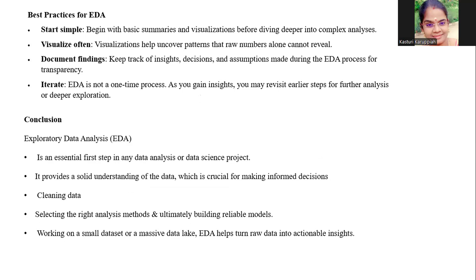And then, document findings. Keep track of the insights, the decisions, and the assumptions made during the EDA process for transparency. We'll be getting the assumptions based upon the visualizations. And this is not a one-time process, it's an iterative process. As you gain insights, you may revisit earlier steps for further analysis or deeper exploration. That is an iterative process.